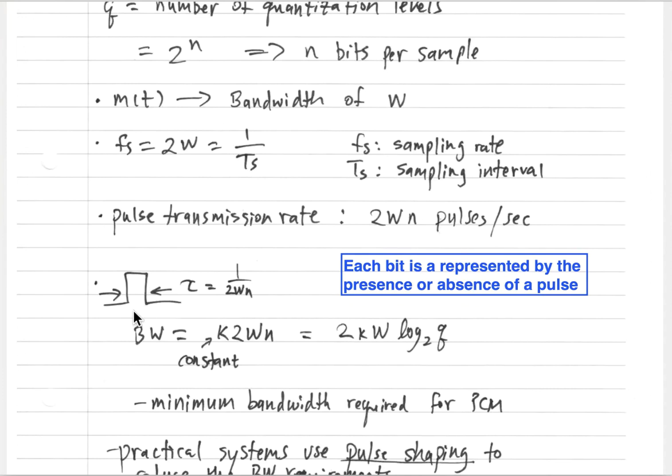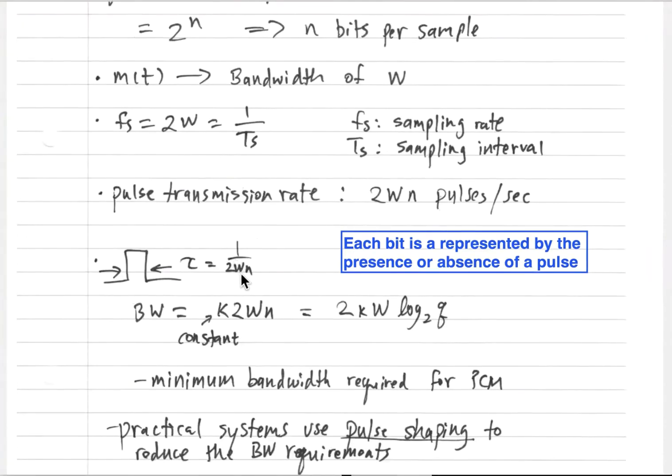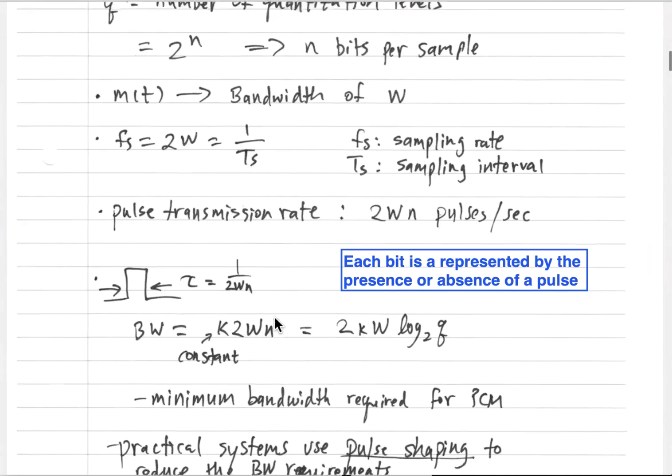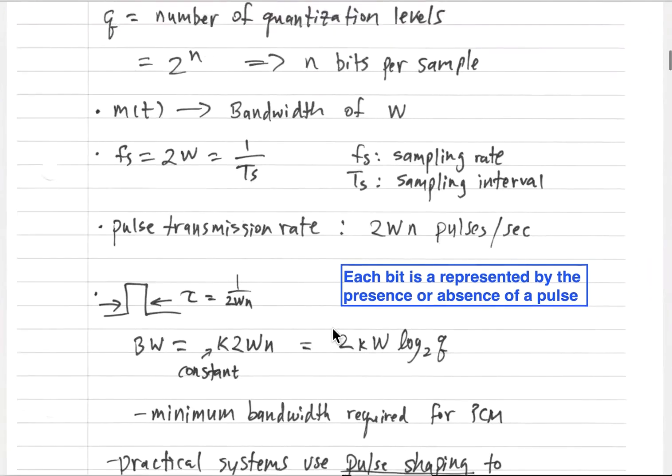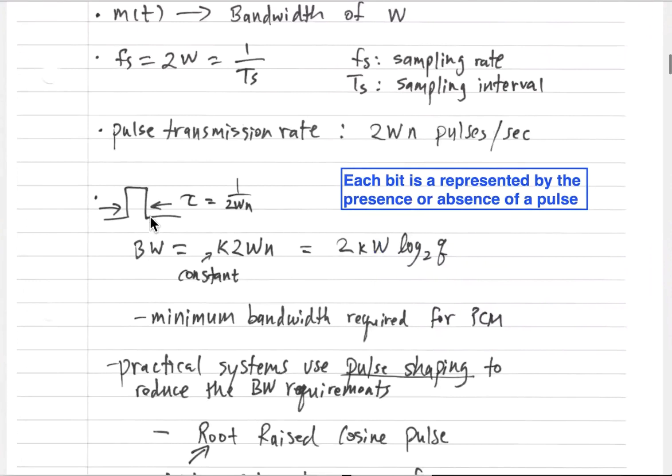Now again, the sinc has infinite support, but we need to get the concept of effective bandwidth. In this case, I'm going to just use the first zero crossing. If the first zero crossing is at 1 over tau, the bandwidth is 2WN. And because there's some approximation going on, I put a K here as a little fudge factor. But the bandwidth scales as 2WN, and we know N is log base 2 of Q. So in terms of Q, the bandwidth of a PCM signal is 2kW log base 2 of Q. And this is the minimum bandwidth that's required for a PCM signal.